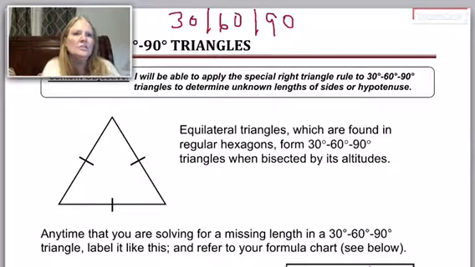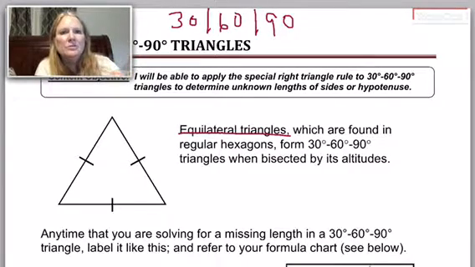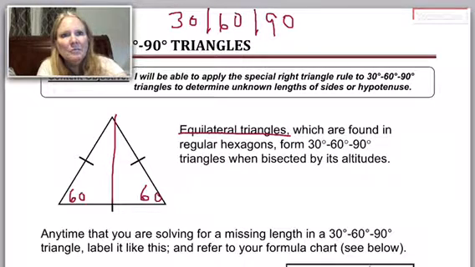This lesson continues special right triangles, and we're going to look specifically at 30-60-90 triangles. Equilateral triangles, which are found in regular hexagons, we'll talk about that later, form 30-60-90 triangles when bisected by its altitudes. In other words, this is an equilateral triangle, which means that each of the angles would be 60 degrees, but if you draw the height or the altitude, it bisects the angle at the top, and so these would both be 30 degrees.